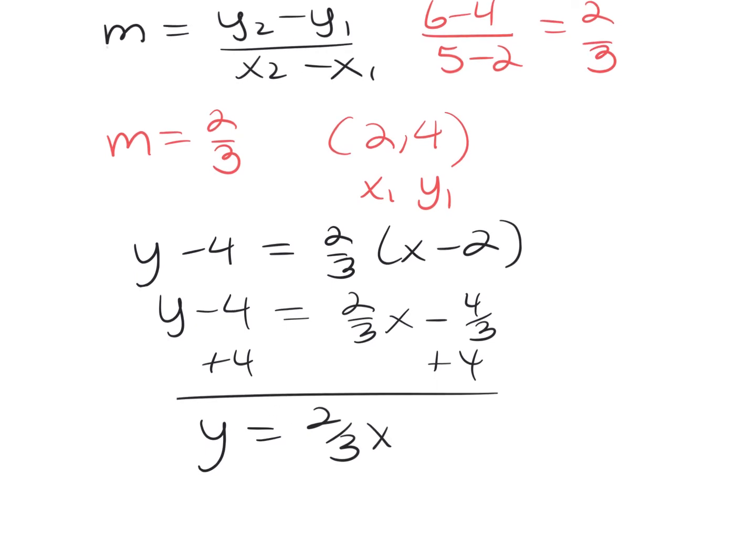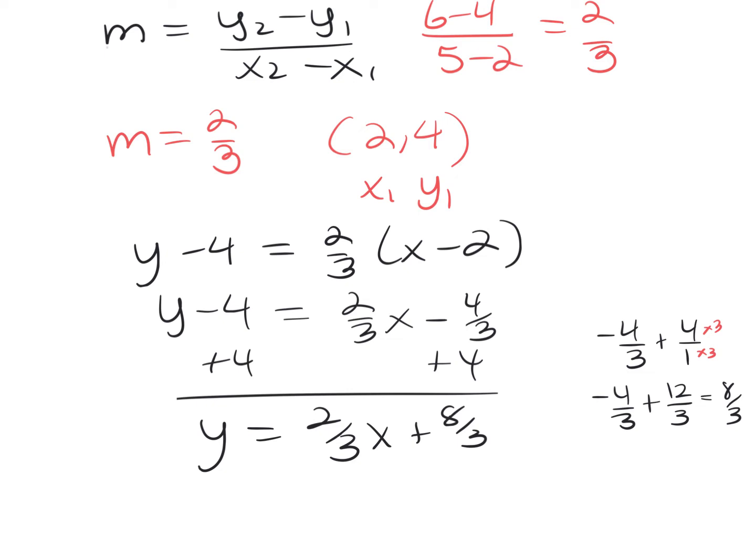Now I'll come over here, and I'm having to do -4/3, and I could do 4/1. My common denominator here is going to be 3. So whatever you do to the bottom to make it a common denominator, you do the top. So -4/3 plus 12 over 3 is going to give me positive 8 over 3. So 8/3, and I'm done.